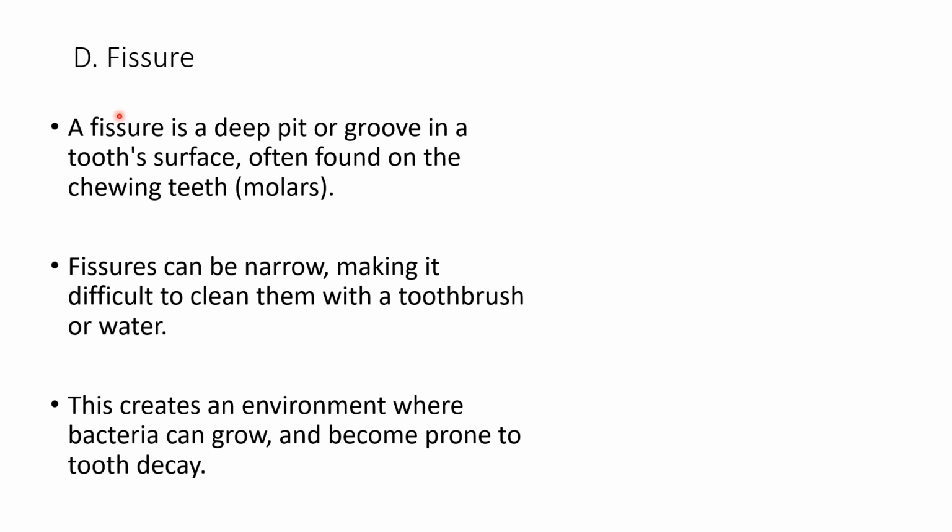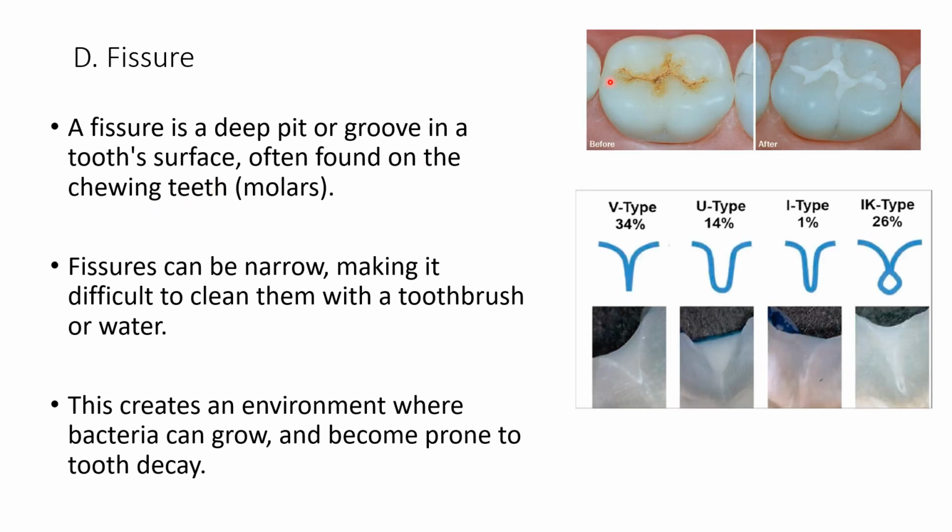What are the fissures? A fissure is a deep pit or a groove in the tooth surface, often found on the chewing teeth. That means the molars. Now you can make out this yellow part, the total yellow part, which is having a depth. Those are known as fissures. It's uniform, a little broader, including pit and grooves. The fissure can be narrow, making it difficult to clean with the toothbrush or water.